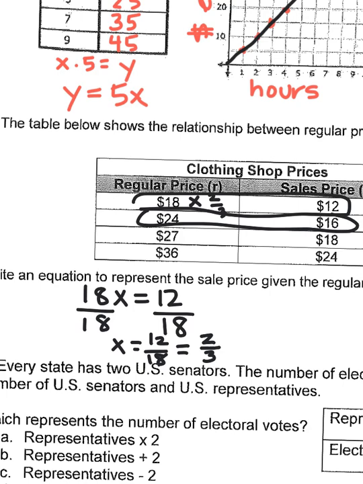So how do we write this as an equation? Again, I know you're used to thinking of x's and y's. They've given us r's and s's. So sales equals 2/3 times the regular price is how you would write the equation.